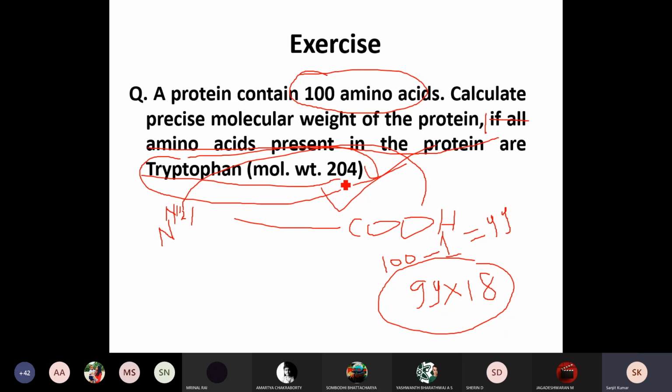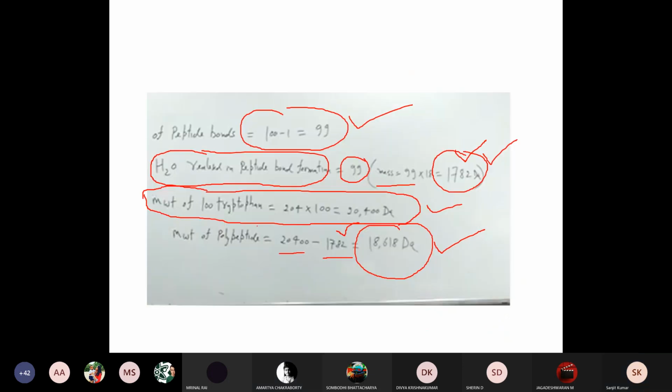Since we don't know what amino acids are there in the protein, how can we calculate the size? So we take the average molecular weight of the amino acid. What is the average molecular weight of an amino acid? 110 Daltons. Yes, that's correct. If they have not given anything, then you have to calculate with 110 Daltons per amino acid.